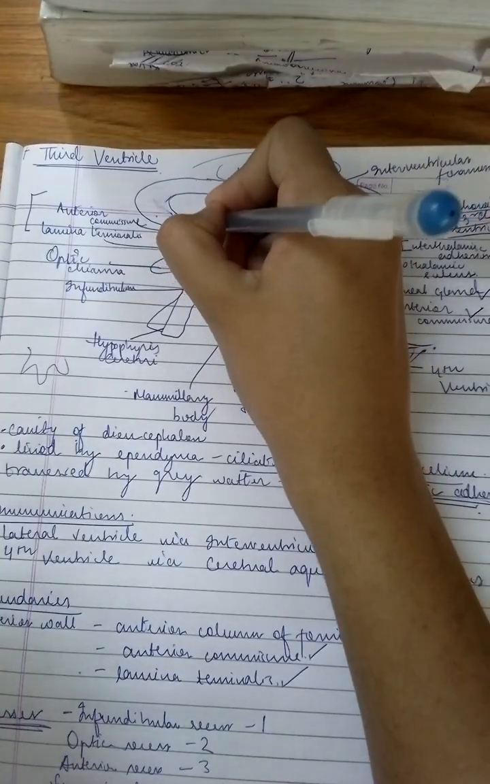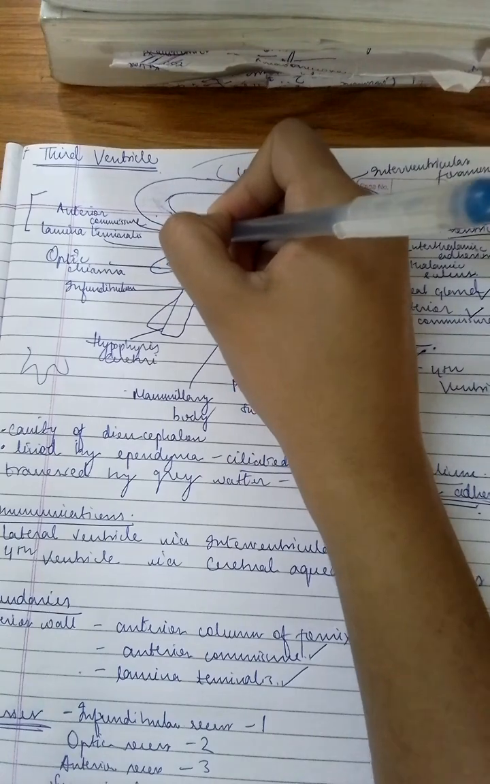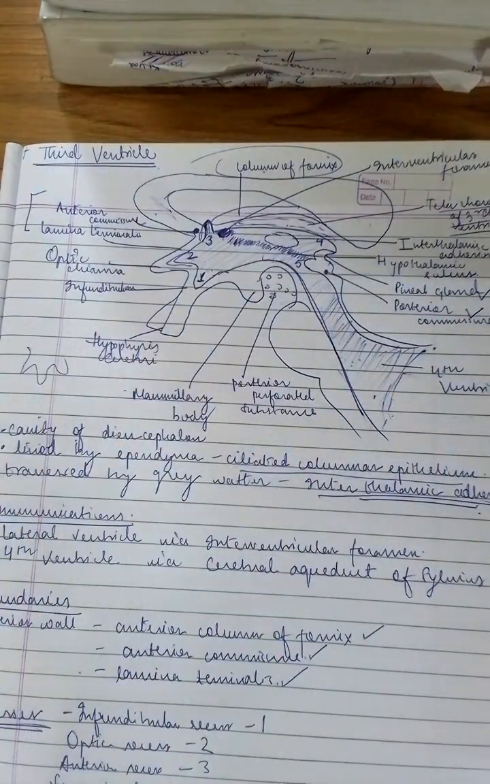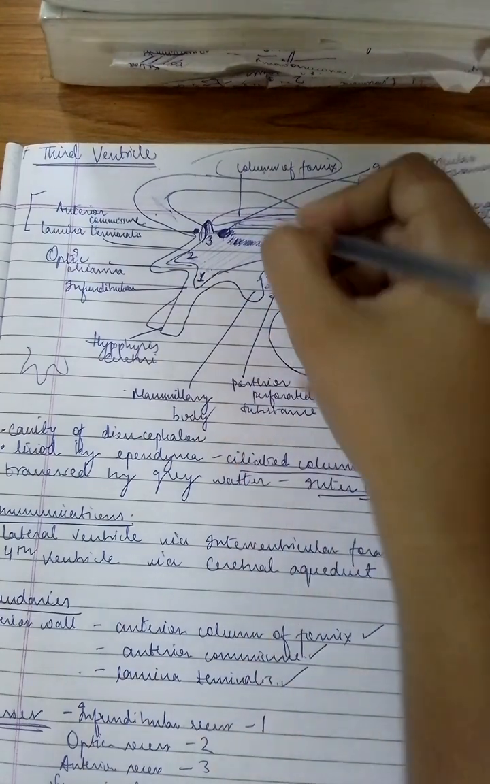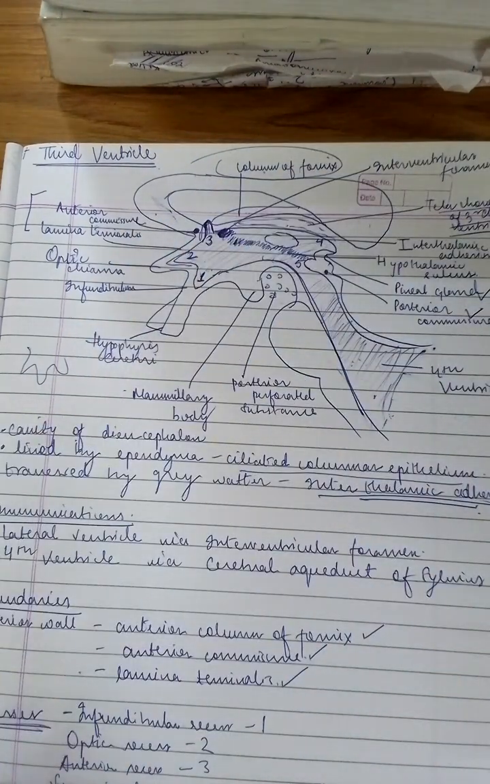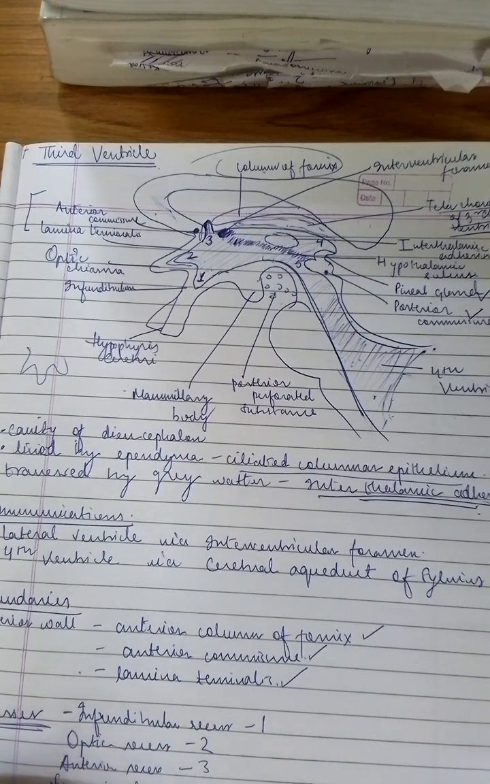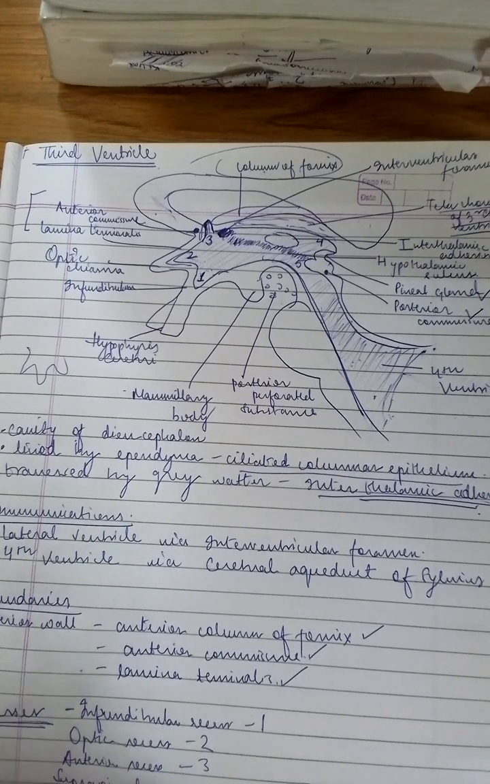Certain recess extends into the anterior wall, so it is called the anterior recess. There is a recess which is formed above the pineal gland and towards the pineal gland. The one which is present above the pineal gland is called the suprapineal recess. Towards the pineal, neighboring the pineal, that is the pineal recess.